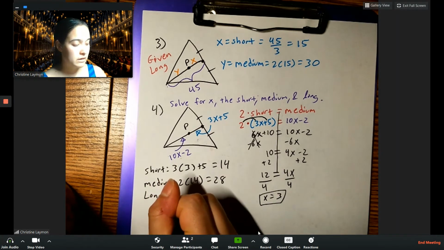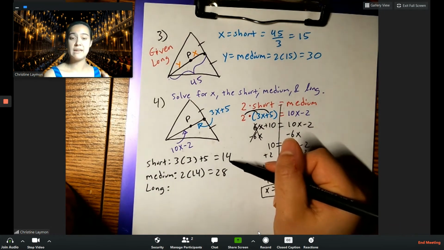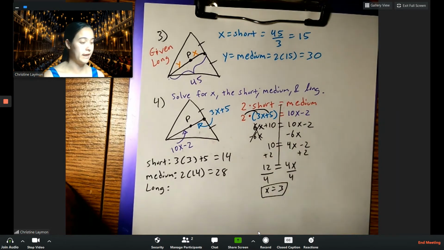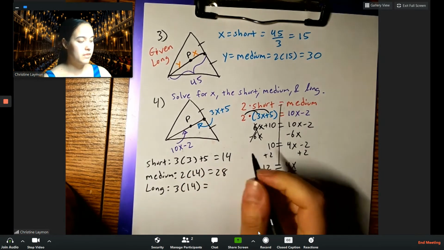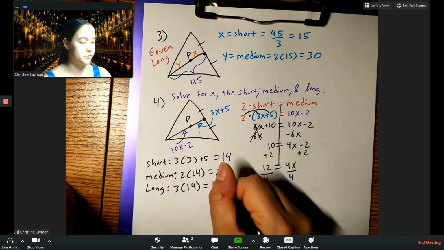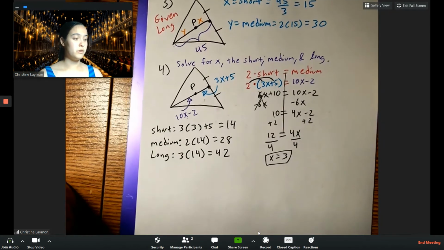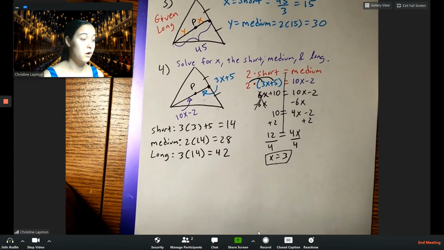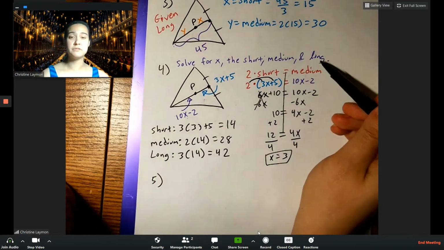And lastly, our long, we can either do 3 times 14, or I can add together 14 plus 28. I'm going to show it as 3 times 14, and that is going to be our 42. So that is an example where I have variables here, and I've been given a short and a medium. I'm going to do another one here. I'm going to show short and long. I'm going to keep the same rules as right here.